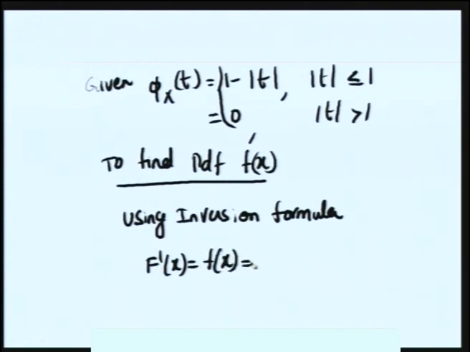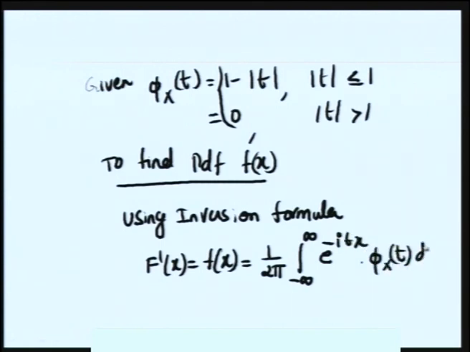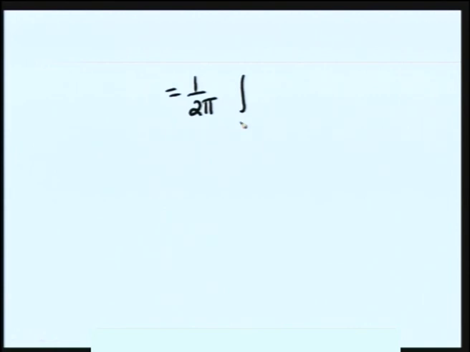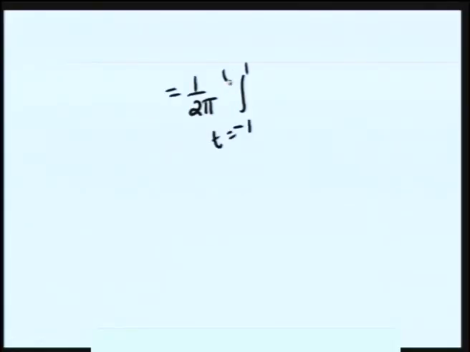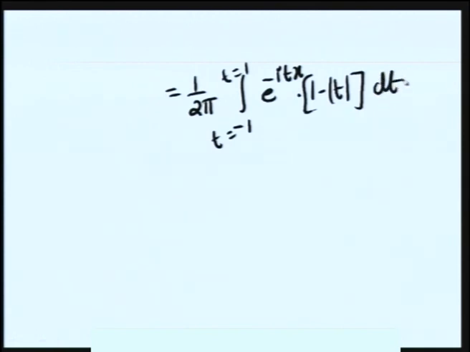f of x is equal to 1 by 2 pi integral minus infinity to infinity e power minus i t x into phi x of t dt. But phi x of t is defined only for modulus of t less than or equal to 1. Okay. So, what happens? 1 by 2 pi, and we have to change the limits because phi of t exists only for minus 1 to plus 1 of t, right, e power minus i t x into 1 minus modulus of t dt, right.